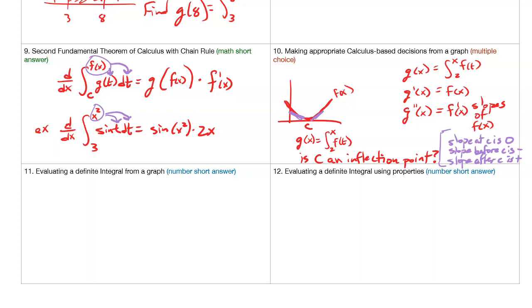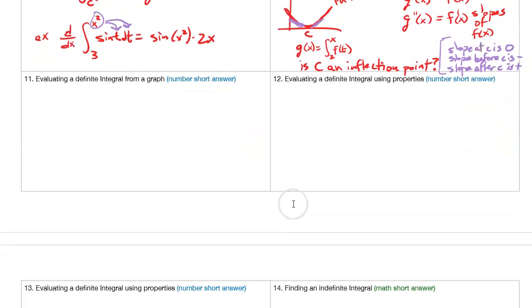11, evaluating a definite integral from a graph. Well, a definite integral, you guys kind of know by now, represents the exact area under the curve. And so number 11 is going to be exactly like question 1 and 7, because this was technically before we knew how to evaluate integrals. So the graph you're going to get is going to have geometric shapes. So like pretend that's a semicircle.